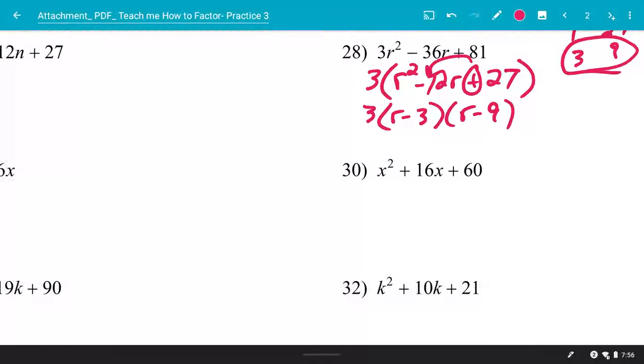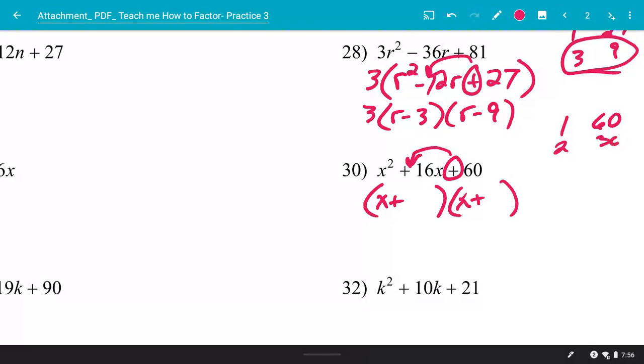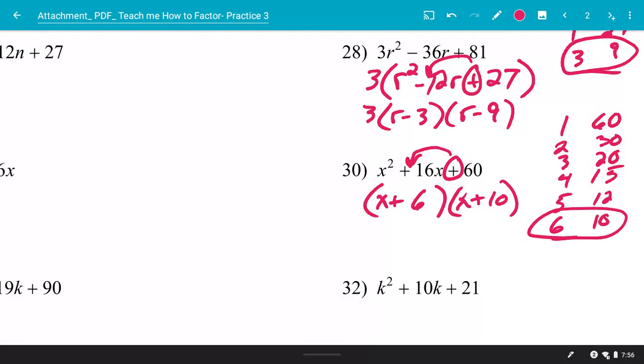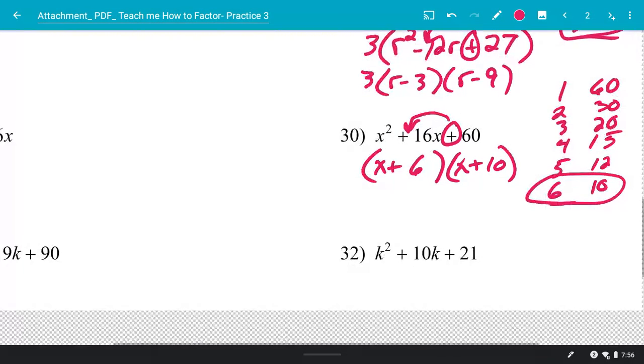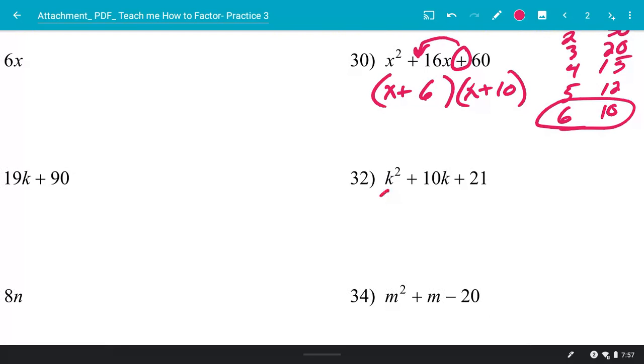Number 30, no GCF, no leading coefficient. Splitting signs, x in each. Signs are the same, both positive. Factors of 60, 1 and 60, 2 and 30, 3 and 20, 4 and 15, 5 and 12, 6 and 10. Which of those come together to give me a 16? 6 and 10.